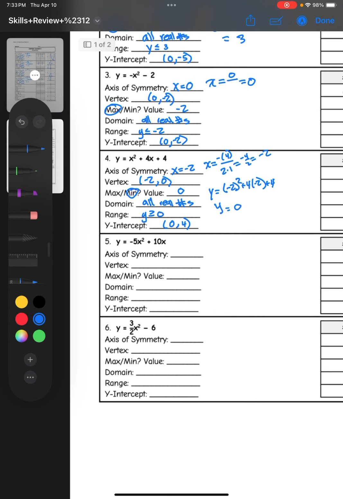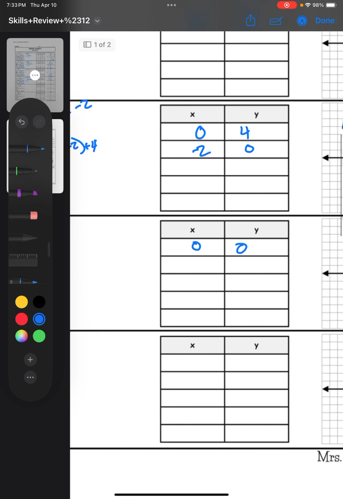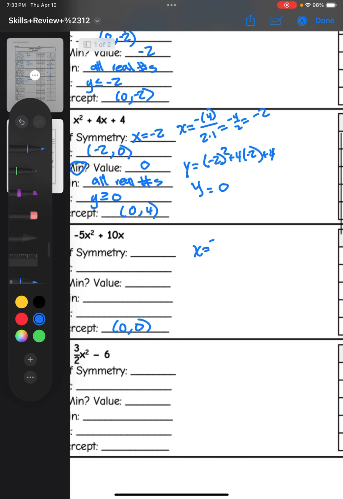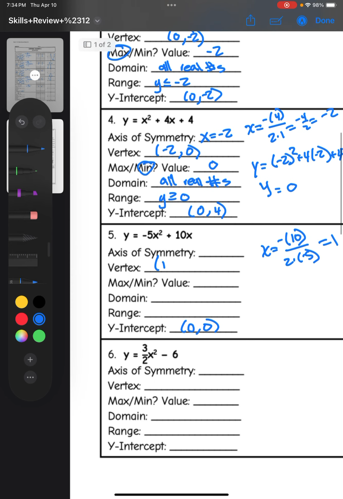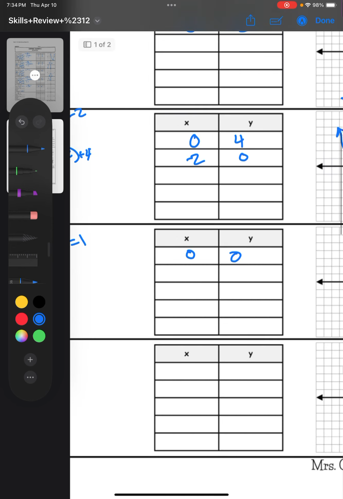All right, number 5. Well, our y-intercept, we have a 0. It would just be 0. So we have a point 0, 0. Then our vertex, we have x equals the negative of b, which is 10, over 2 times negative 5. So we basically get an x value of 1. Axis of symmetry is positive 1. Plug that in. If we get 1, trust me here, we get a vertex of 1, 5. So that's another point here.